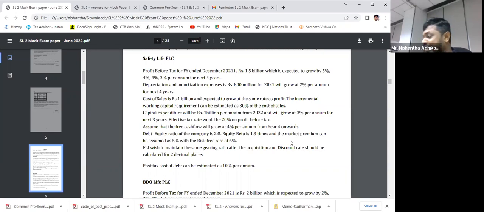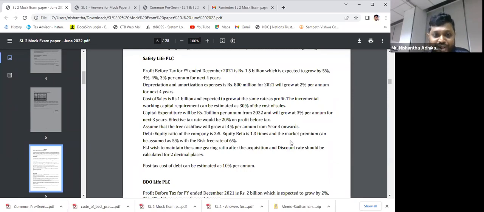Now, while reading this information, you will feel that they are asking you to calculate what? Free cash flow, basic valuation. Can you remember? Profit before tax, you will add back depreciation, and capital expenditure you will deduct, taxation you will deduct, and the incremental working capital. Then you will calculate the free cash flow, right?